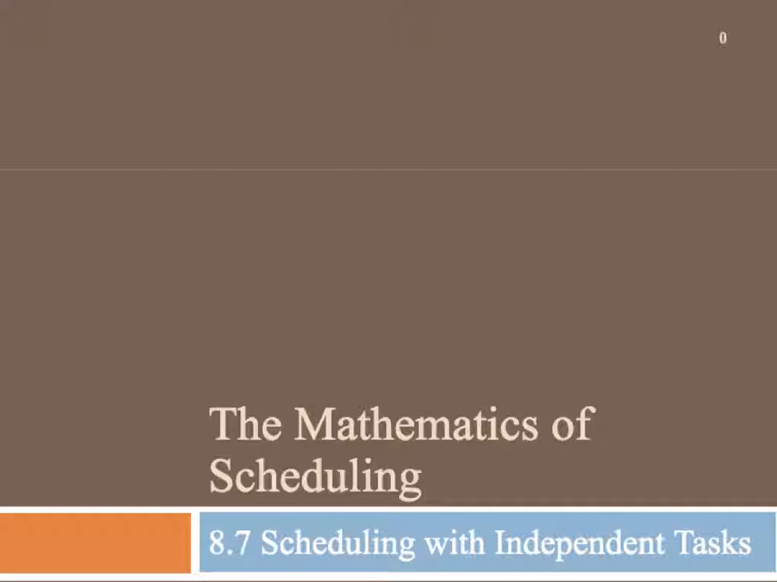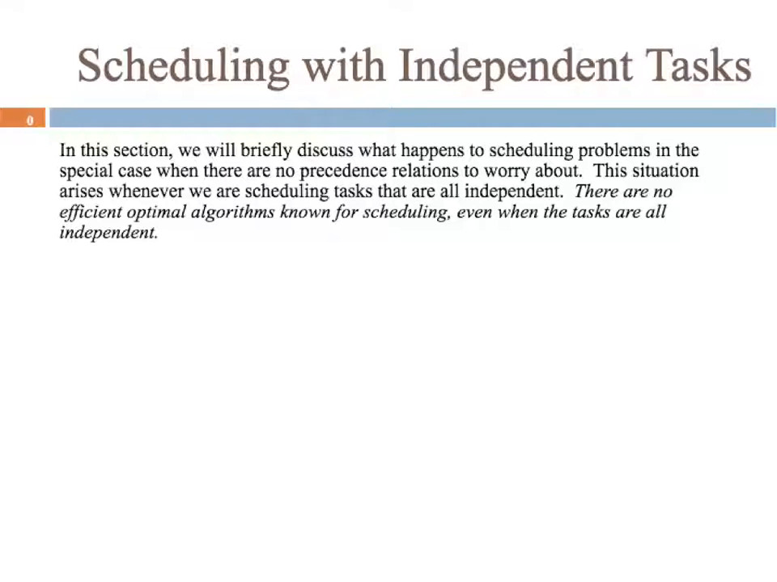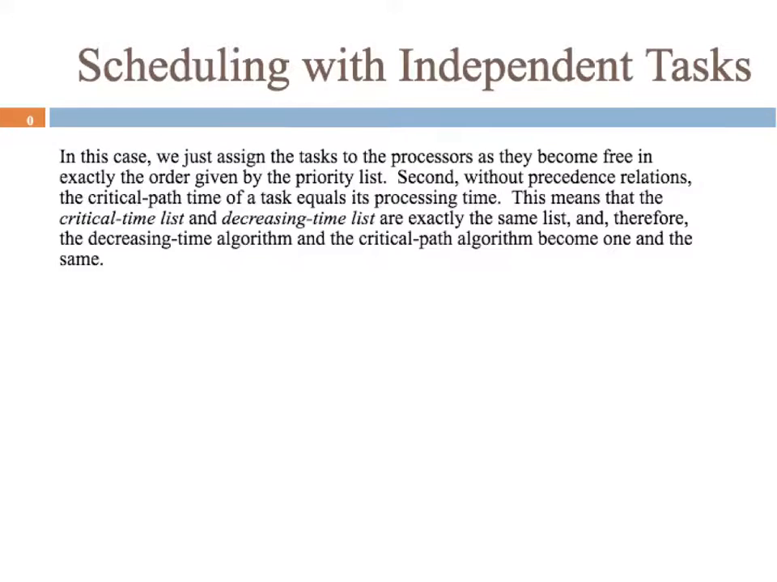This section is a brief description of scheduling with independent tasks. What's happening here is that we don't really have any precedence relations to worry about. So this is when tasks are independent, nothing needs to be completed before another thing can be started. So there's really no efficient optimal algorithm for this, even if these tasks are independent.